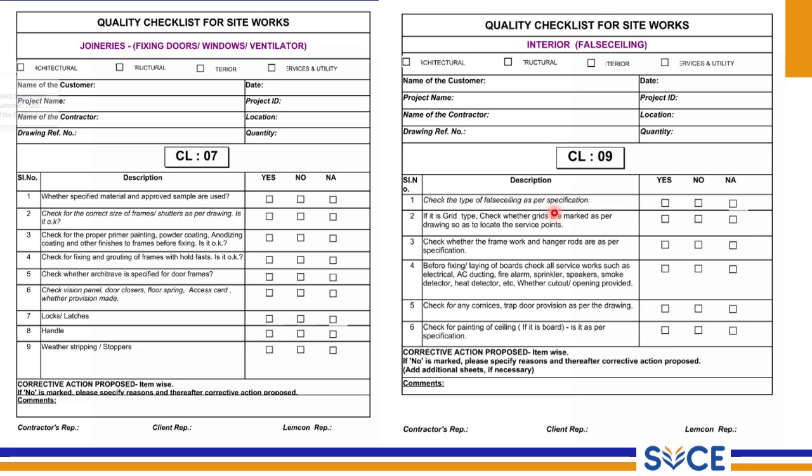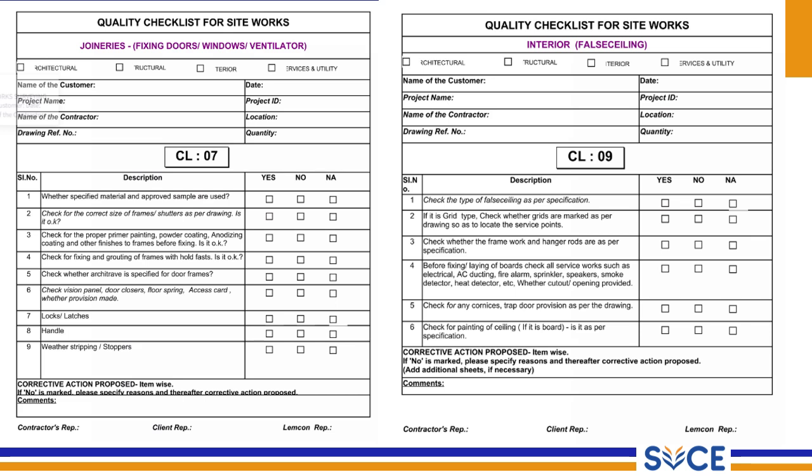The next work is interior false ceiling. This is another important one, not for residential but for commercial and industrial, where they do interior works. In that case, we need to check this. Is it a grid type? Check whether the grids are marked as per the drawing so that the location is right. Check the service ports. Check whether the framework and hanger rods are as per specifications. Check for any cornices. Check for painting of the ceiling, whether it is painted properly. So these are the things to be checked for the interior ceiling part.